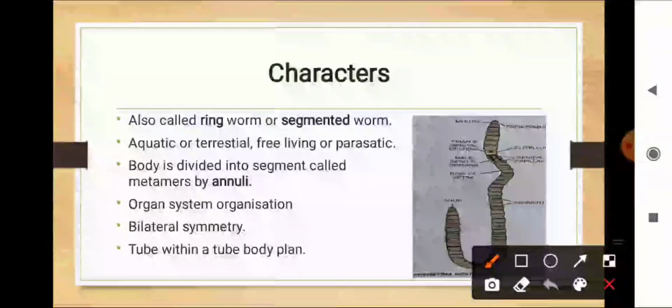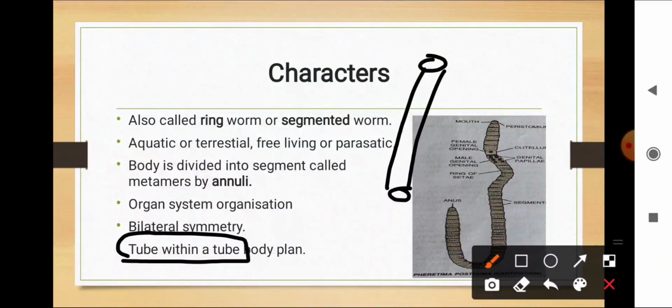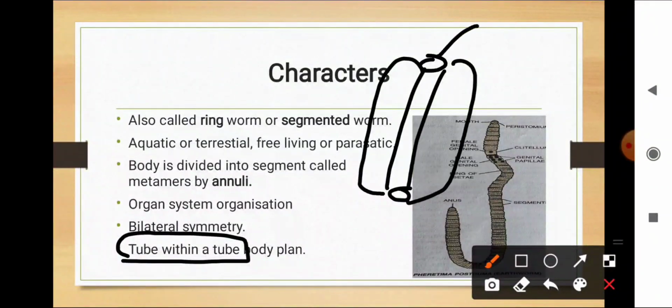And if we look at their body plan, they have a tube within tube body plan. What do you mean by tube within tube? They have a mouth and an anus. This is a tube, and this tube is also extended from another tube-like structure, that is the body part. When there is a mouth for intake of food and an anus for the egestion of food, such a body plan is known as the tube within tube body plan. Okay.